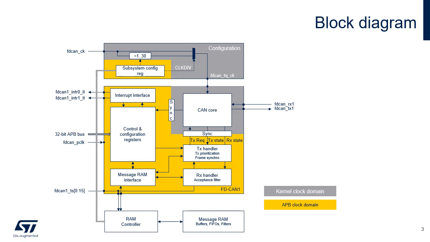2 clock domains are implemented: the APB bus interface and the CAN core kernel clock, and therefore synchronization blocks are required between these 2 domains. A shared 0.8 kilobyte message RAM memory is available. This RAM is used to contain the filters, buffers, and FIFOs.